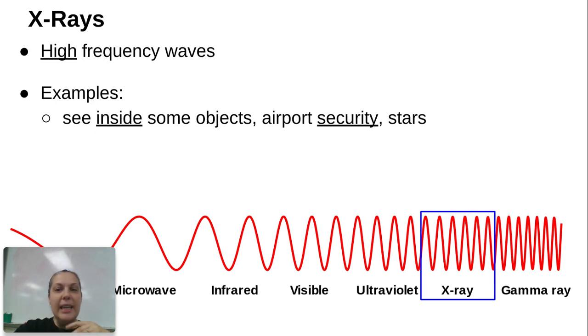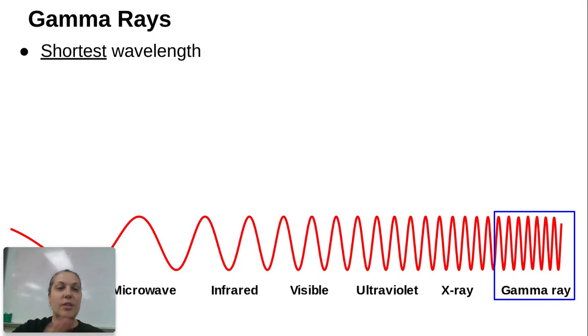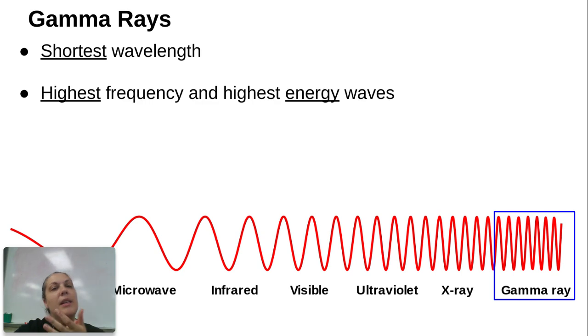And finally, we have our gamma rays. So these are the shortest wavelength, as you can see, especially compared to radio, which are so long. Because they have the shortest wavelength, we know they're the highest frequency. They're happening the most frequently. And because they're happening so often, they have the highest energy.